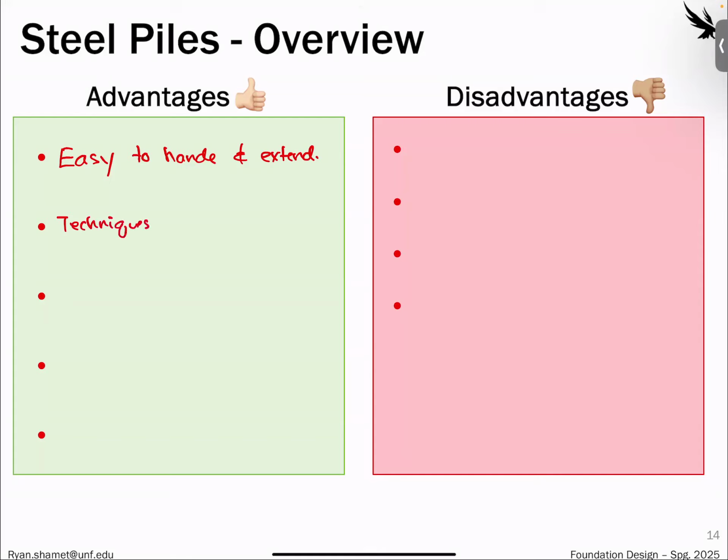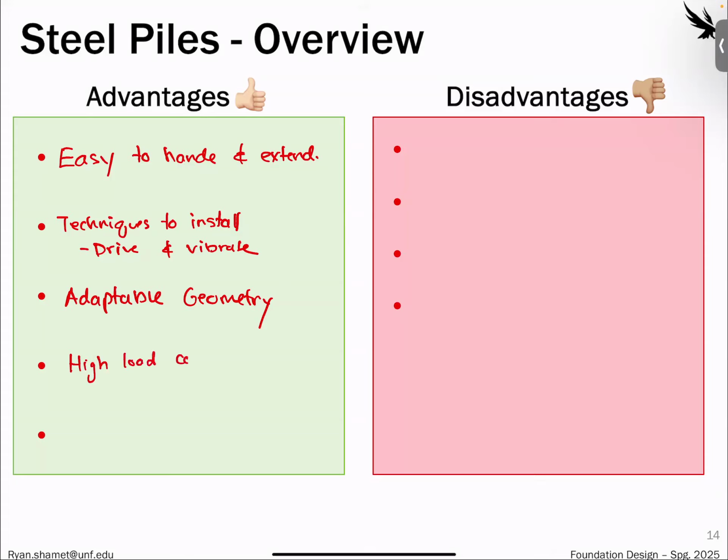So, different techniques to install. You can use driven piles, you can drive them, and you can vibrate them in too. That's the benefit. Pretty adaptable geometry. So it's steel. As long as it's just different, you can get it in any shape that you want, or any cross section, or any lengths that you want. And they have very high load capacity, especially in fine grained soils.